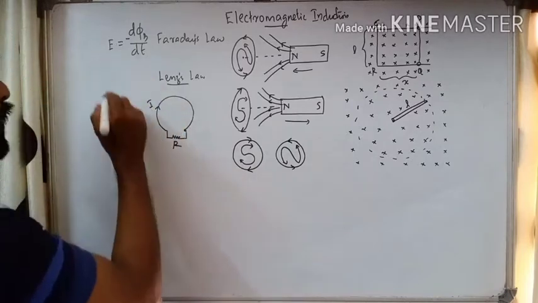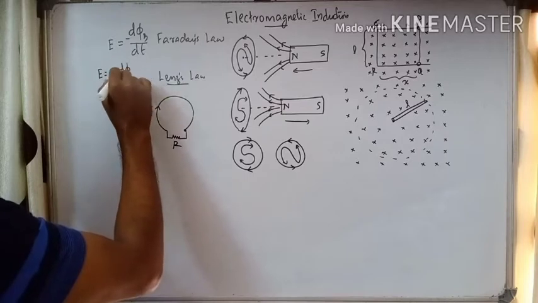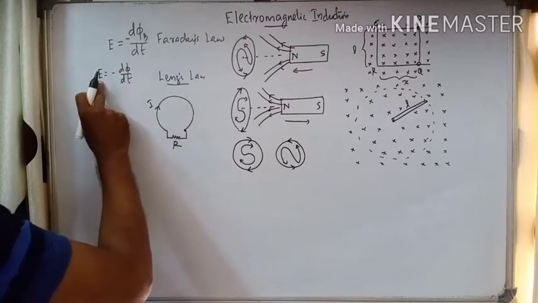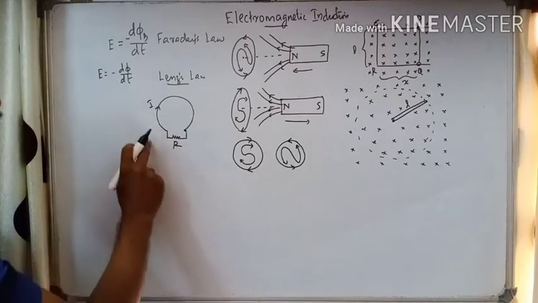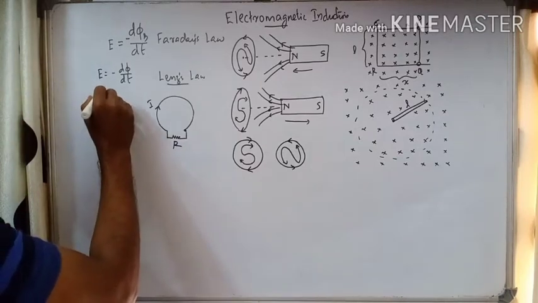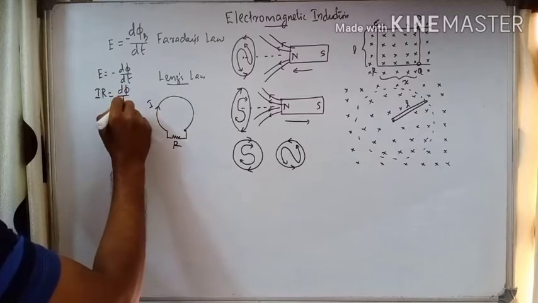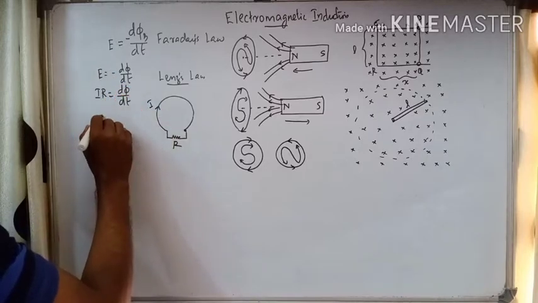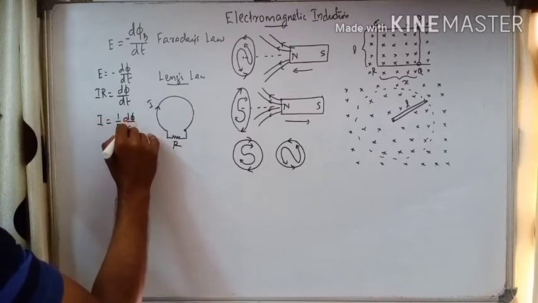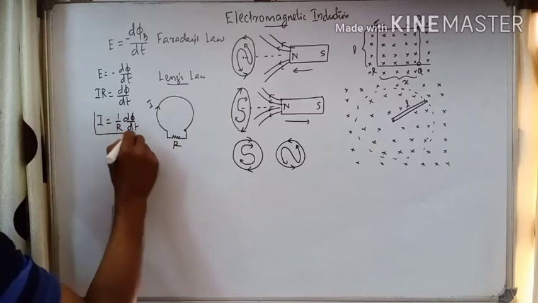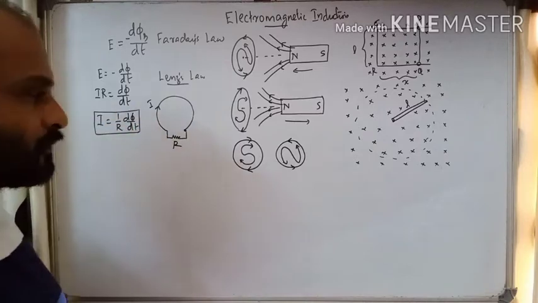Now we know that induced EMF is equal to minus d phi by dt. What is voltage? How is voltage related to current and resistance? V is equal to I into R. So I can write I into R is equal to the modulus of d phi by dt, only the positive value. What is the induced current? Induced current is equal to 1 by R into d phi by dt. This is the equation for induced current during electromagnetic induction.